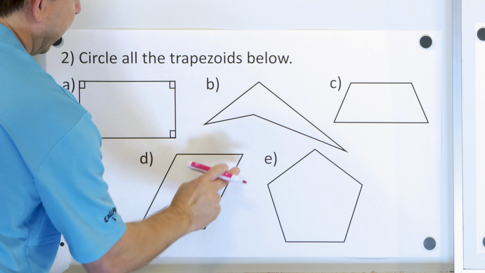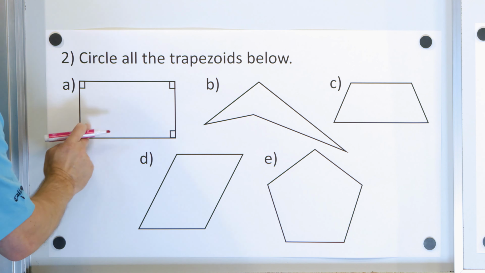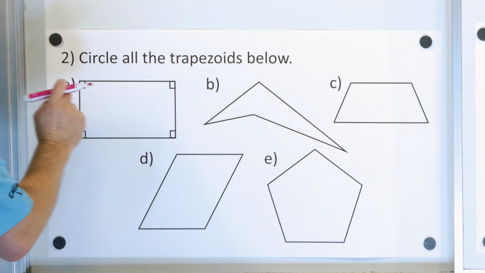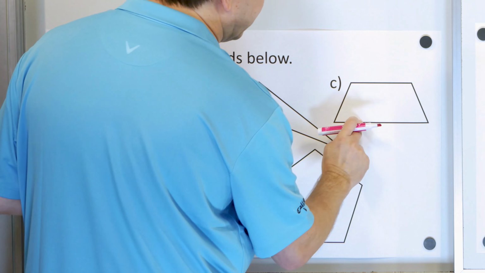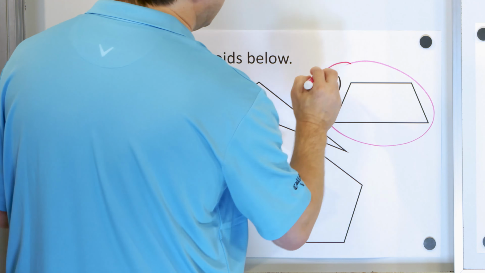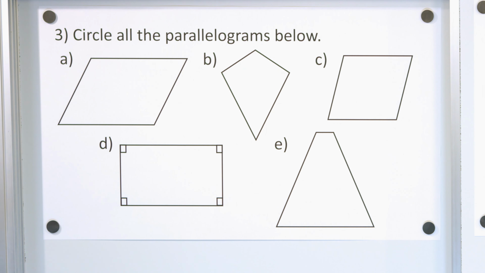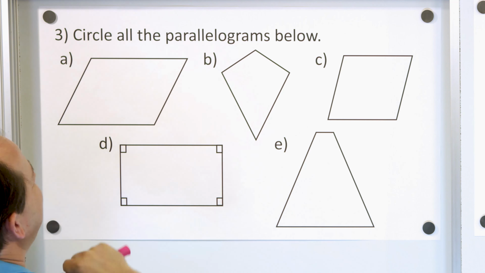All right, this is parallel to this, and this is parallel to this, so this is actually a parallelogram. This is parallel to this, and this is parallel to this. That's a parallelogram. Here is parallel sides. These sides are not, so it only has one pair of parallel sides, so that is called a trapezoid. All right, here's problem number 3. Let's circle all of the parallelograms.